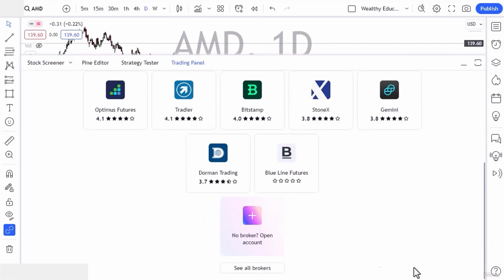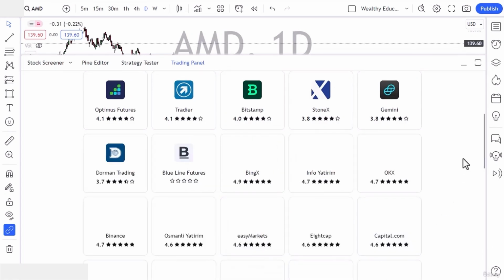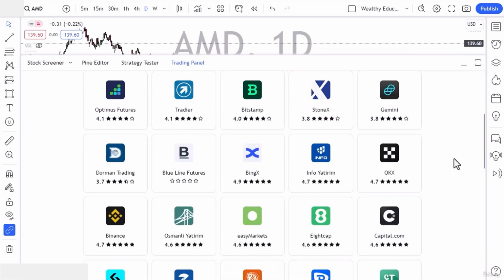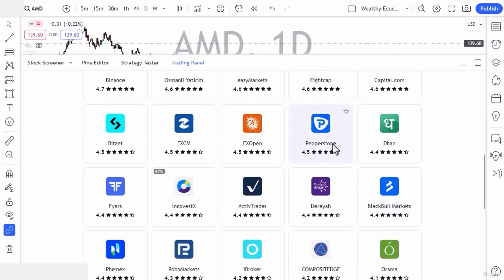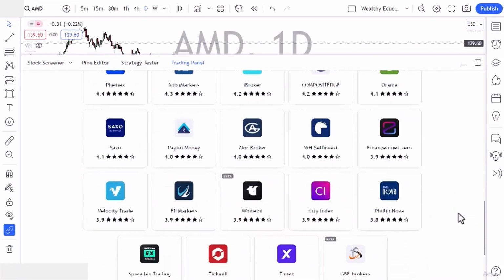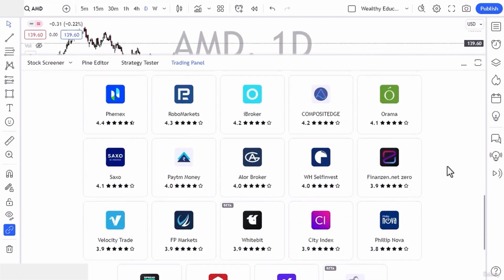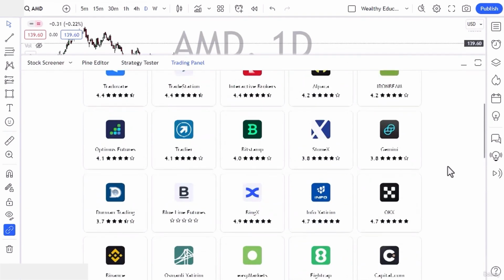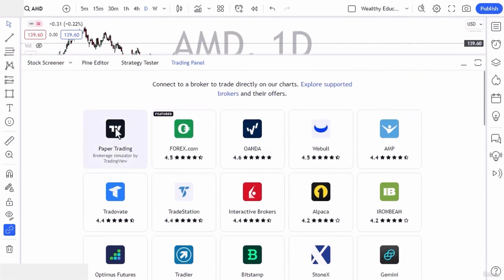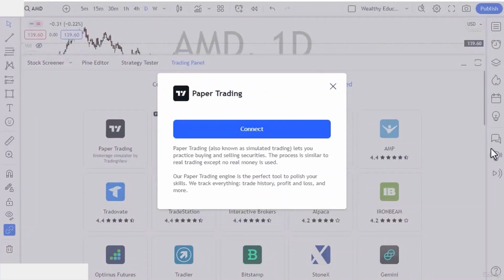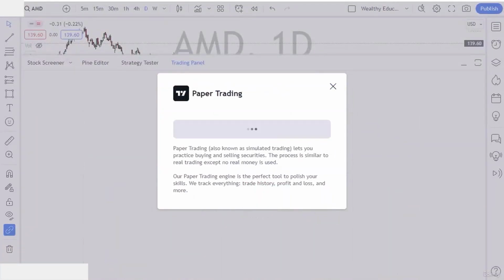You can click on see all brokers and then it really starts to open up, like if you're trading just crypto, maybe Binance, Gemini, etc. Futures, Optimus Futures, Pepperstone, CFDs, and so on. Okay, so back to paper trading by TradingView. That's basically, like I said, you're just simulating it. So you click on that and you connect.